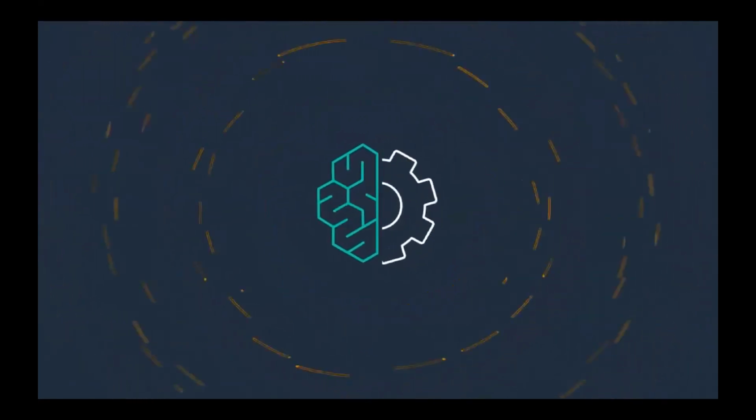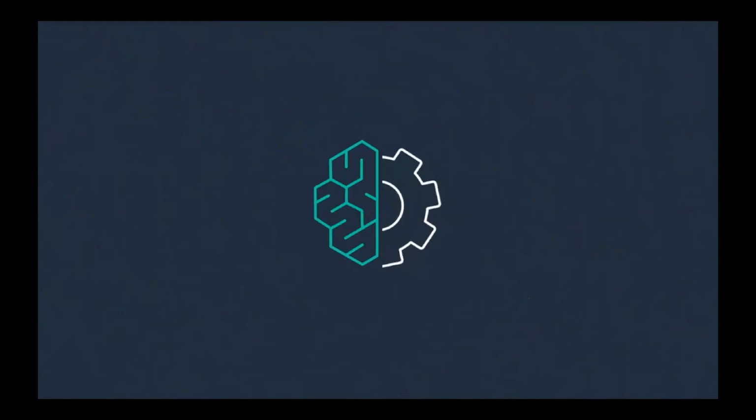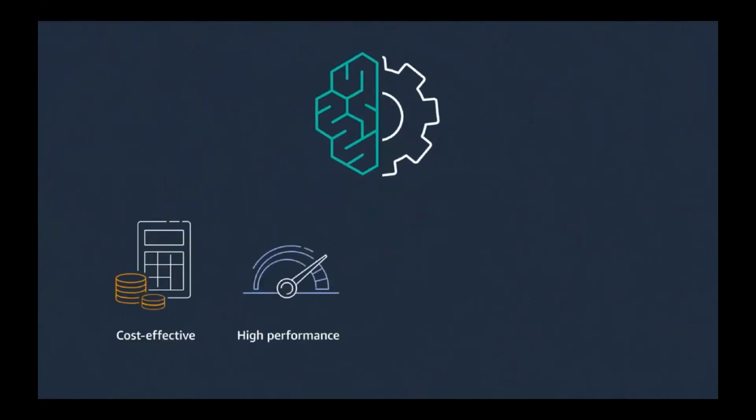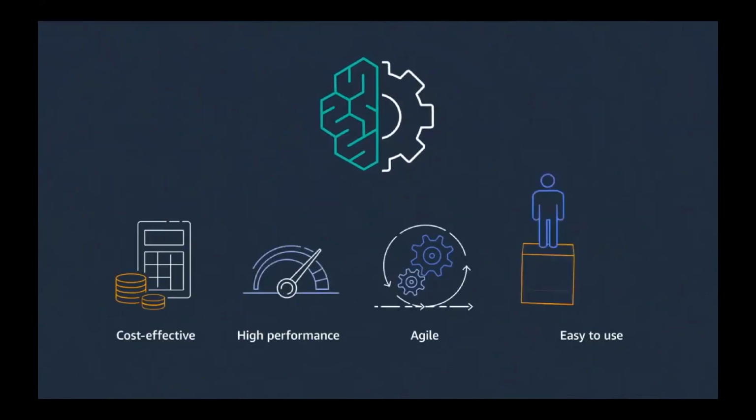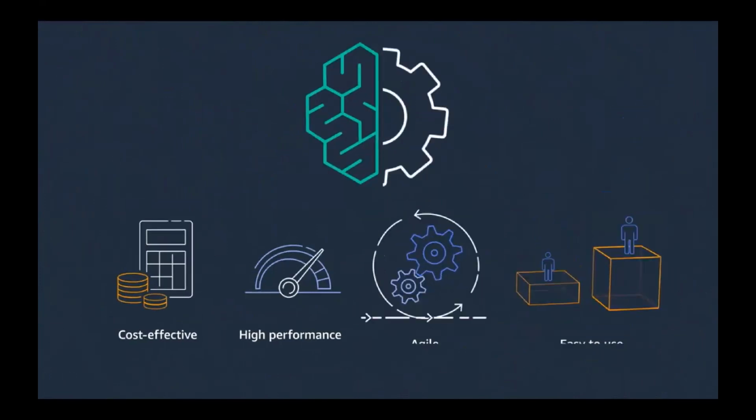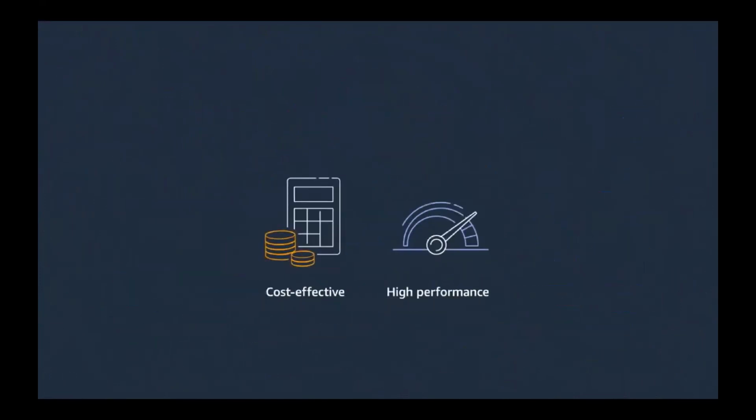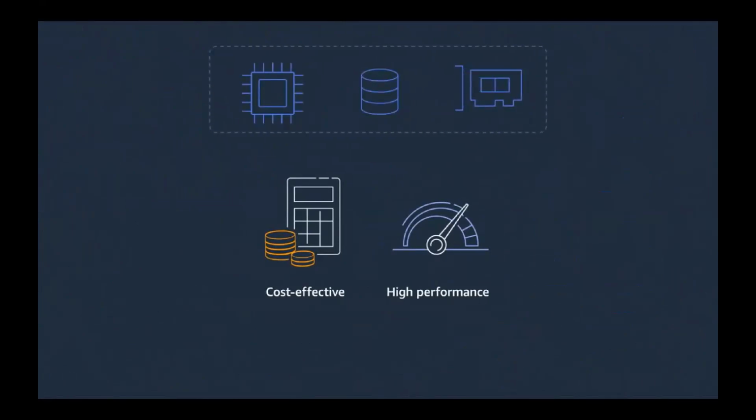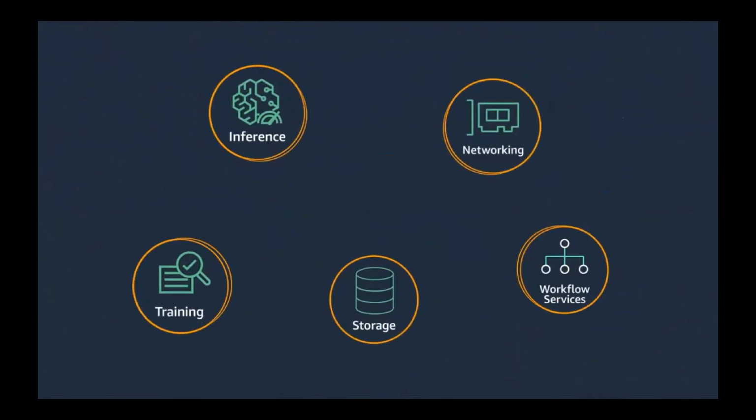AWS Machine Learning Infrastructure services remove the barriers to adoption of machine learning with cost-effective, high-performance options that are agile and easy to use for beginners and experts alike. With AWS ML Infrastructure, organizations can get the right amount of compute, storage, and networking performance for any use case and budget. For fast model training that reduces training time from days to minutes, EC2 P3 and P3DN instances offer the highest performance GPU training instances in the cloud.